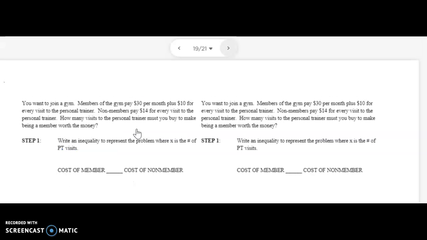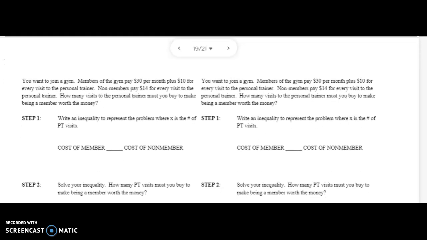All right. In this next one here, we're looking at a gym membership, right? Same idea. Again, the cost of a member is going to be less than the cost of a non-member. Members of the gym pay $30 per month plus $10 for every visit to the personal trainer. Non-members pay $14 for every visit to the personal trainer. And so this is going to be $30 plus $10 per visit. So I'm going to say 10V, right? For every visit is less than $14 for every visit. So 14V.